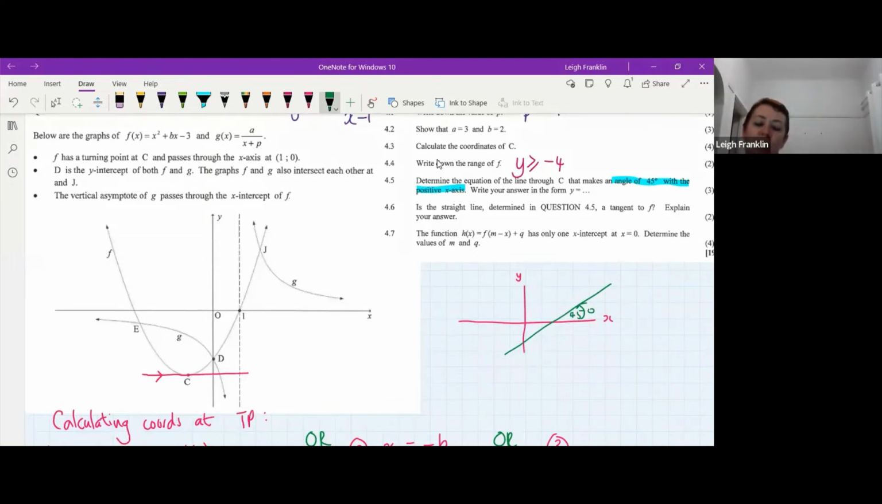I'm telling you that because what about the line? What does it mean about the line? What is the gradient? How am I going to use gradient? What formula am I going to use to calculate the gradient of the line?